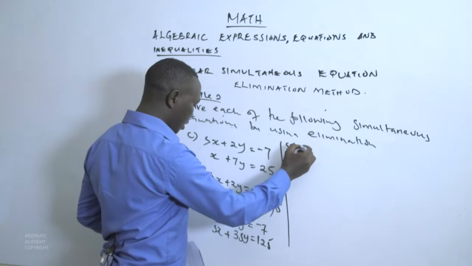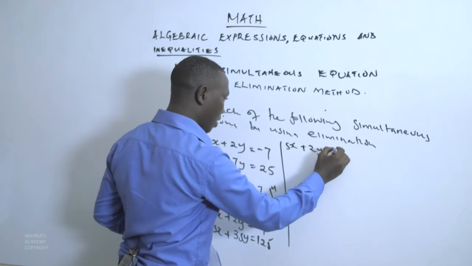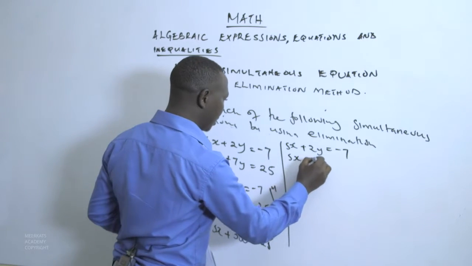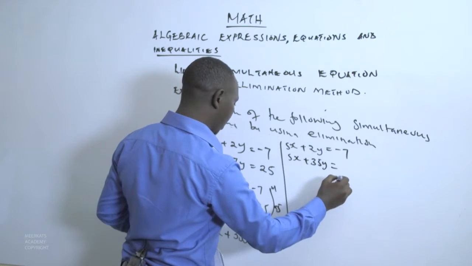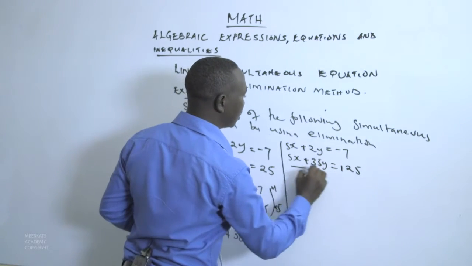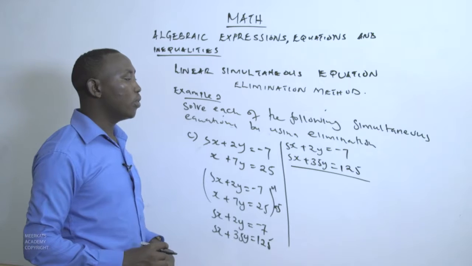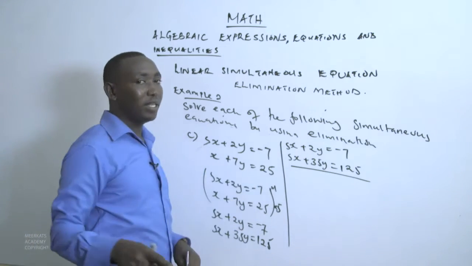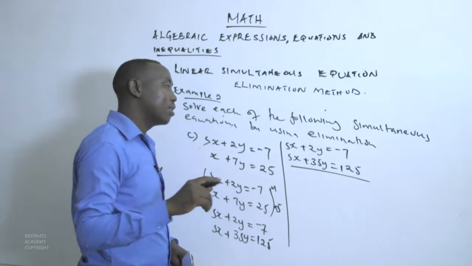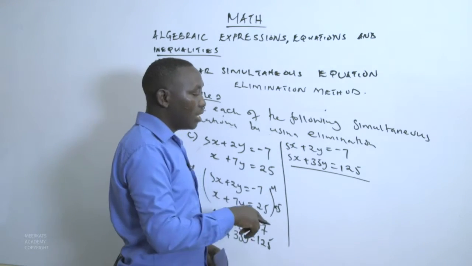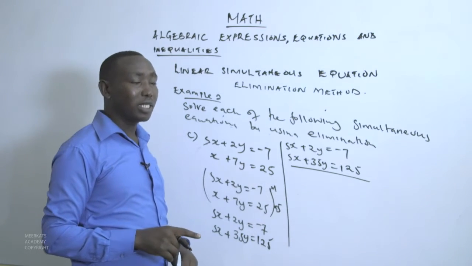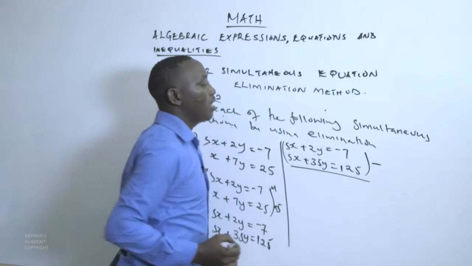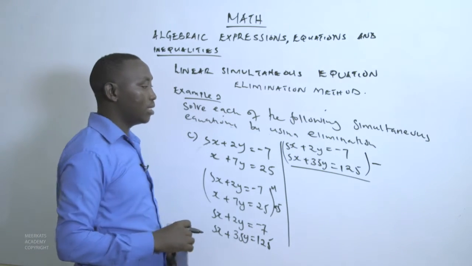So we have 5x plus 2y is equals to negative 7. We have 5x plus 35y is equals to 125. Now, how do we eliminate 5x? So they are having the same sign, that is positive sign. Therefore, we're going to subtract the two equations, or we're going to subtract the second equation from the first.